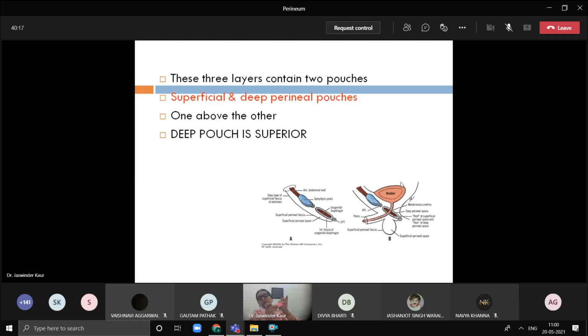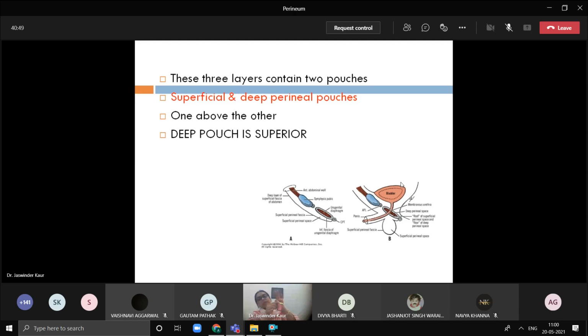So between the Colles fascia, please mute yourself. This is a very, very important topic, so please mute yourself. This is Colles fascia. This one is the perineal membrane. Between Colles fascia and the perineal membrane, this is the superficial pouch, right? Between the perineal membrane and the superior layer of the urogenital diaphragm, this is the deep pouch. So the deep pouch is present superior.